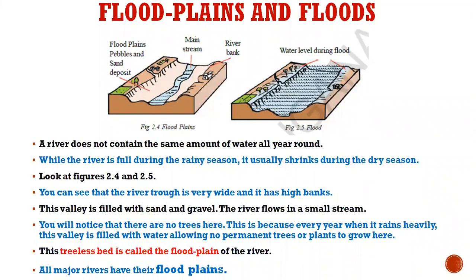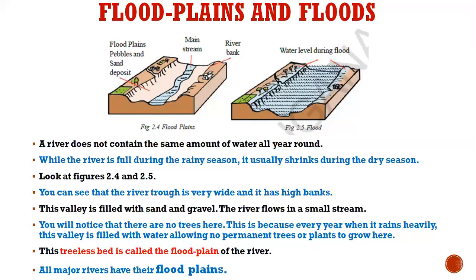And in 2.5 you can see the river is causing floods because the river is not able to hold the water. There is plenty of water and the water is coming onto the plains. And the valley is filled with sand and gravels. The river will flow in small streams in 2.4. And you will see that there are no trees here.